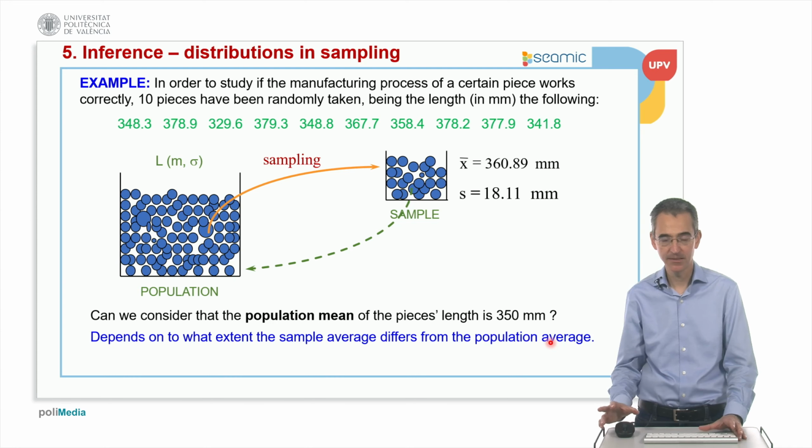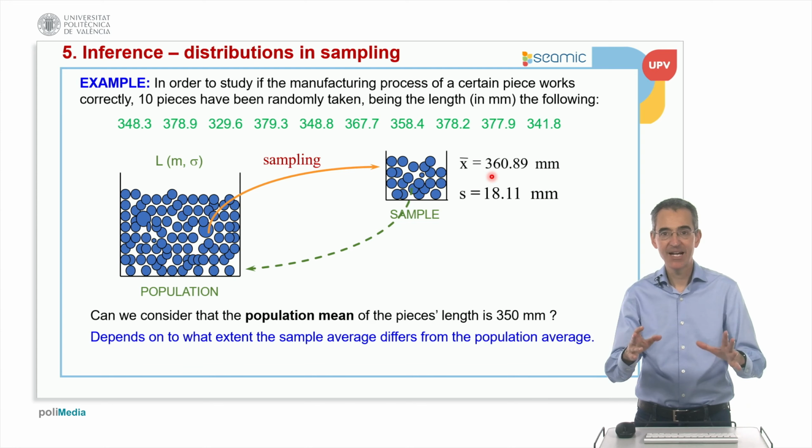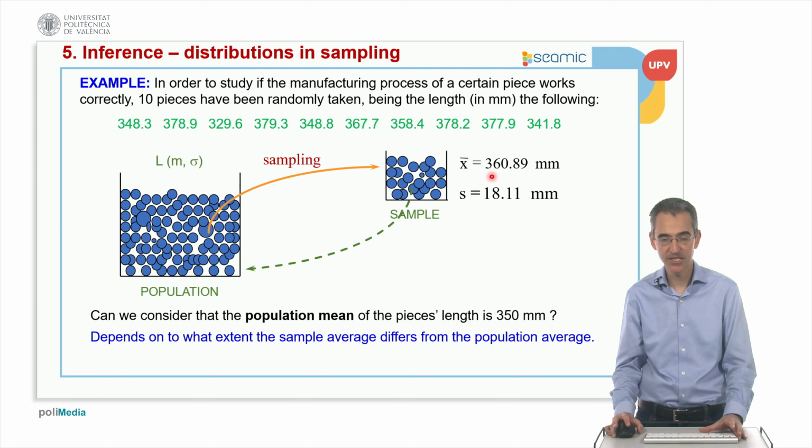Something like that. It depends on to what extent the sample average differs from the population average. Imagine that the population has an average of exactly 350. If I take a sample of 10 values and compute the average, we will never obtain exactly 350. We have some kind of deviation. This deviation will be small or large depending on different issues. So in this case, we should study if this deviation is too much or not too much.